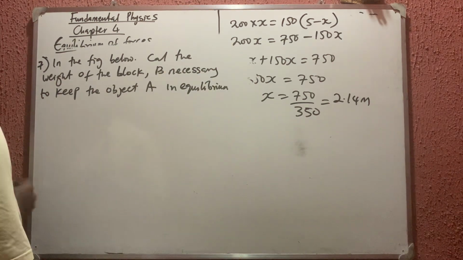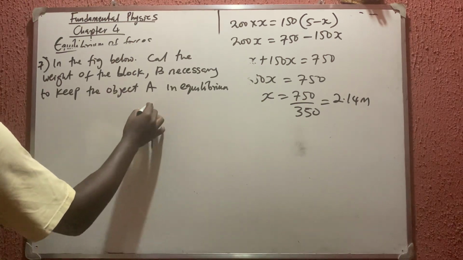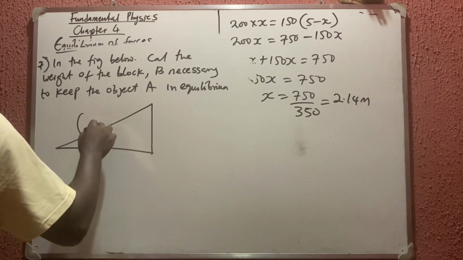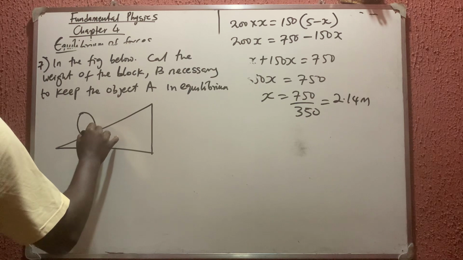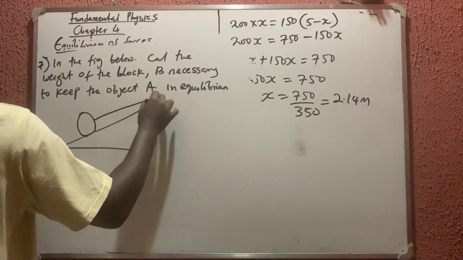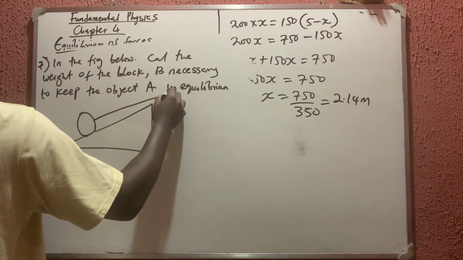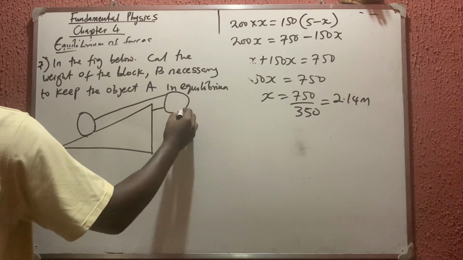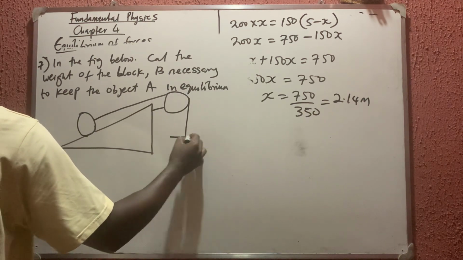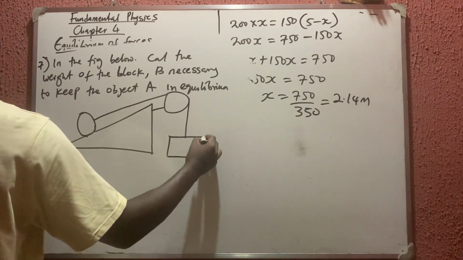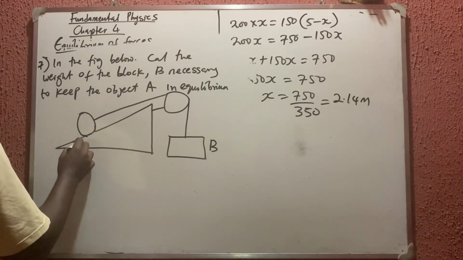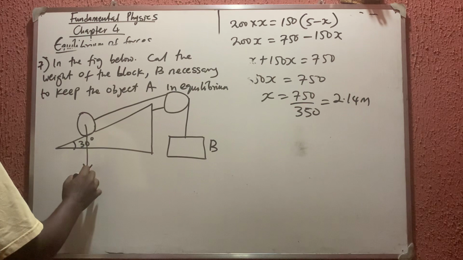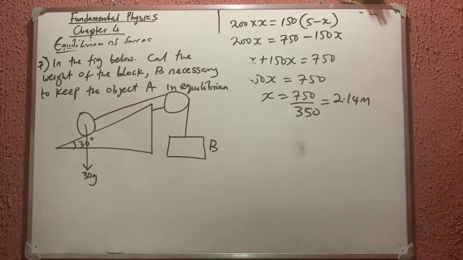Okay, so now we have the figure below. We have this triangle like this. I now have a tire here, and this tire moves this way. Coming to this place, there's another tire here, connected here, and then I have a block here. This is block B. I have that here is 30 degrees, and the weight of this one is 30 grams.